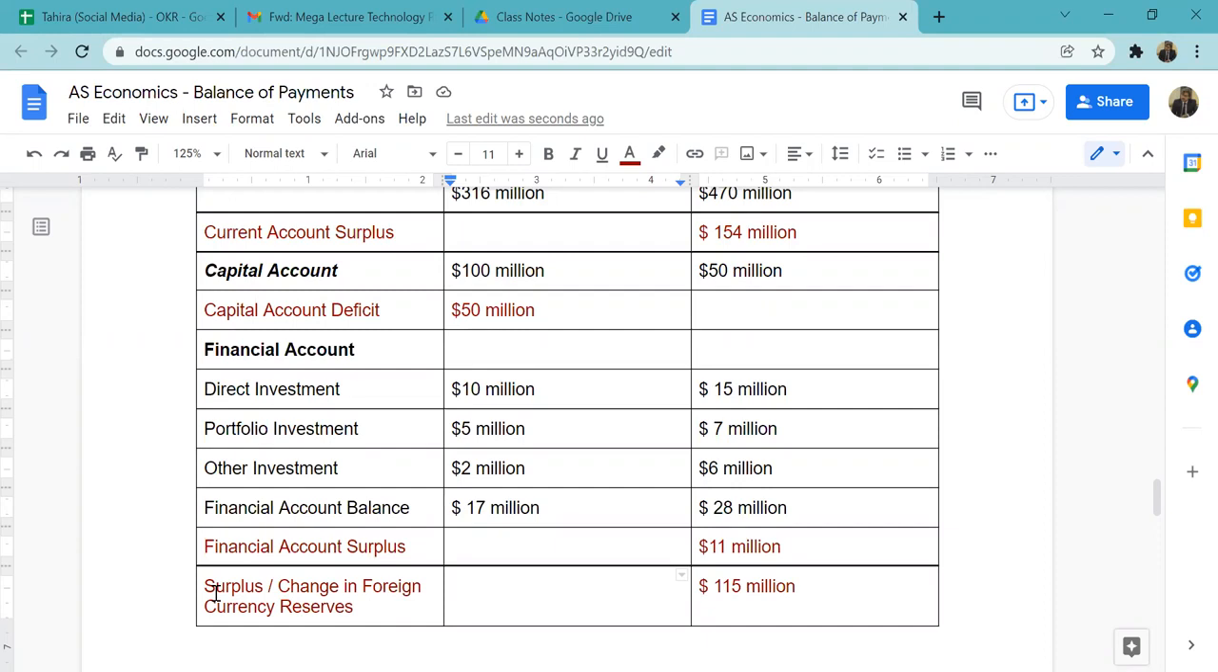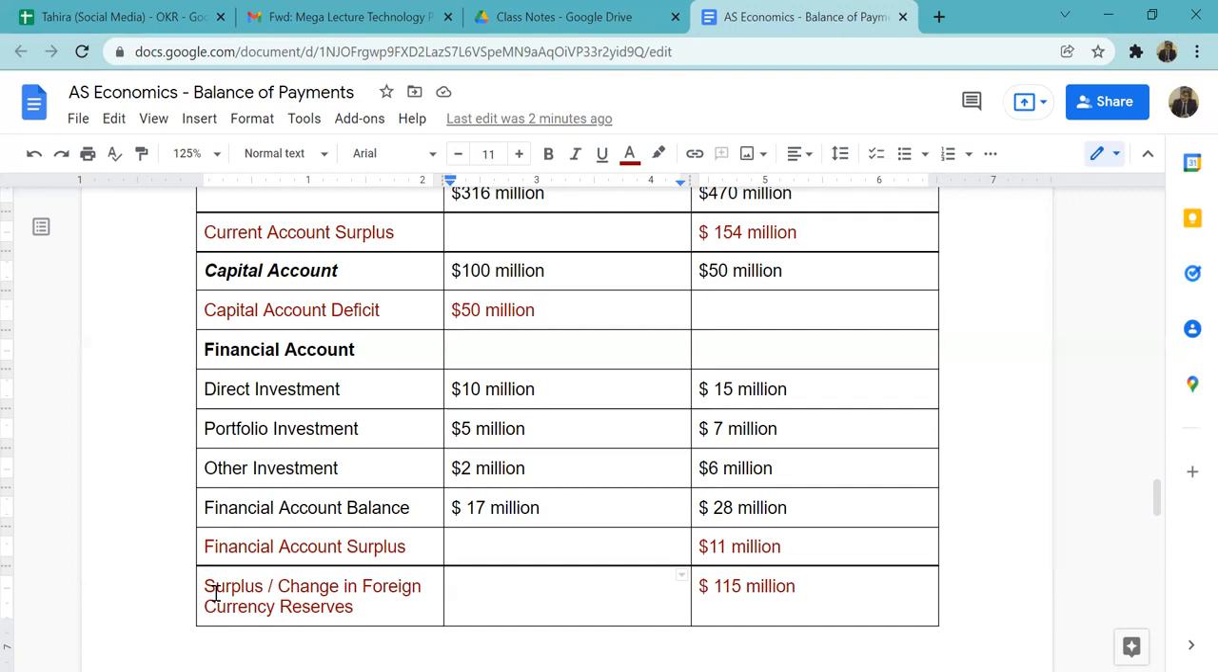Easy? Okay. Now, if it's a surplus, which means credit transactions are greater than debit transactions, that means that during that time period, the country's foreign exchange reserves increased. So you must have heard in the news that Pakistan's foreign currency reserves are depleting. We were initially at $30 billion and now we are at $20 billion, and so on. Now, how does that change happen?